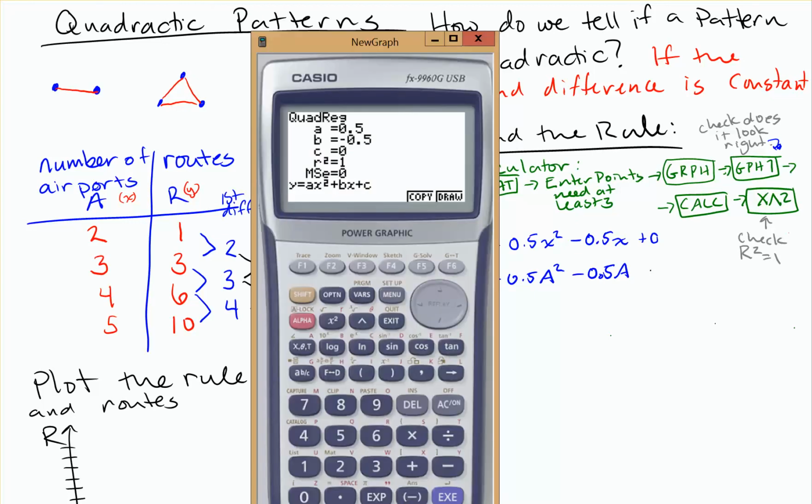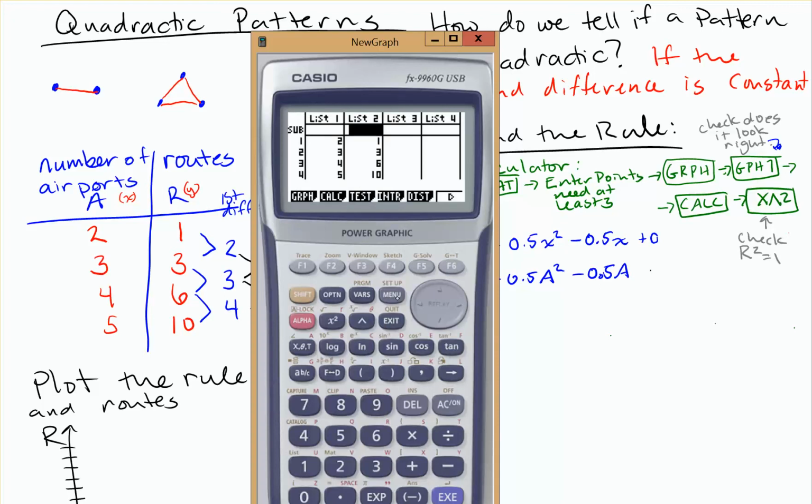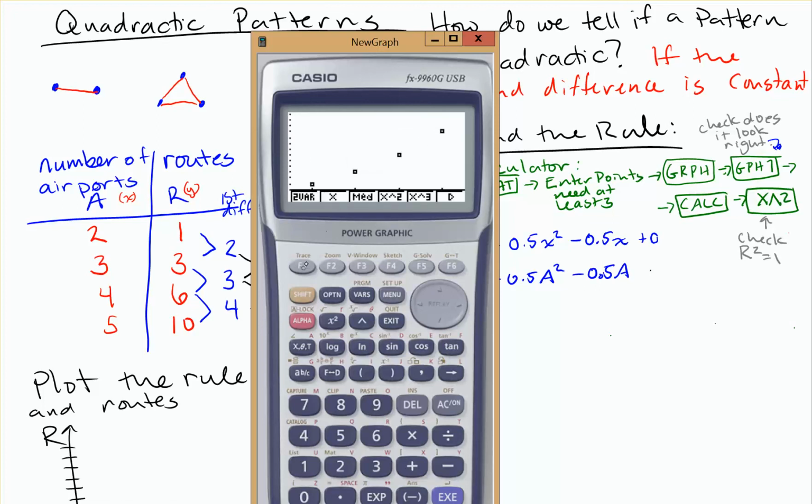So again, just to recap that one more time, we go through stat. Make sure you enter in your points. You need at least 3, pair them up. Little check here. If you by chance get an error, make sure that your points match up the whole way through, that you've got equal numbers down each side of the list there. When you get to graph 1, make sure you take a look at it, calc. And if it's quadratic, it's x squared, so we hit x squared. Again, my r squared there is equal to 1, so that's good.